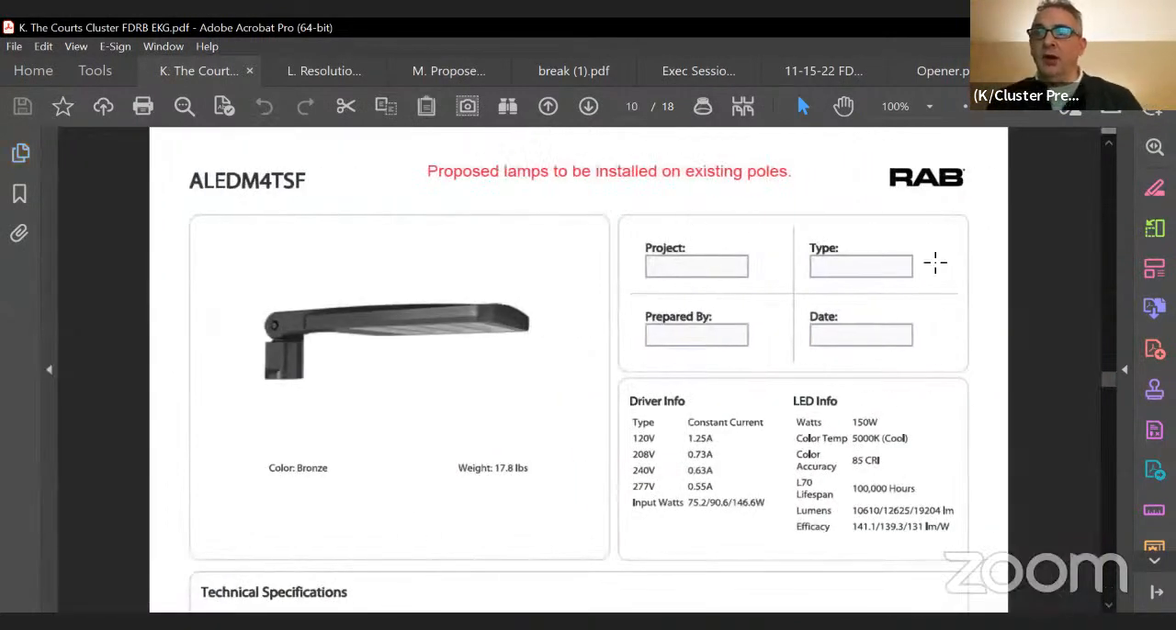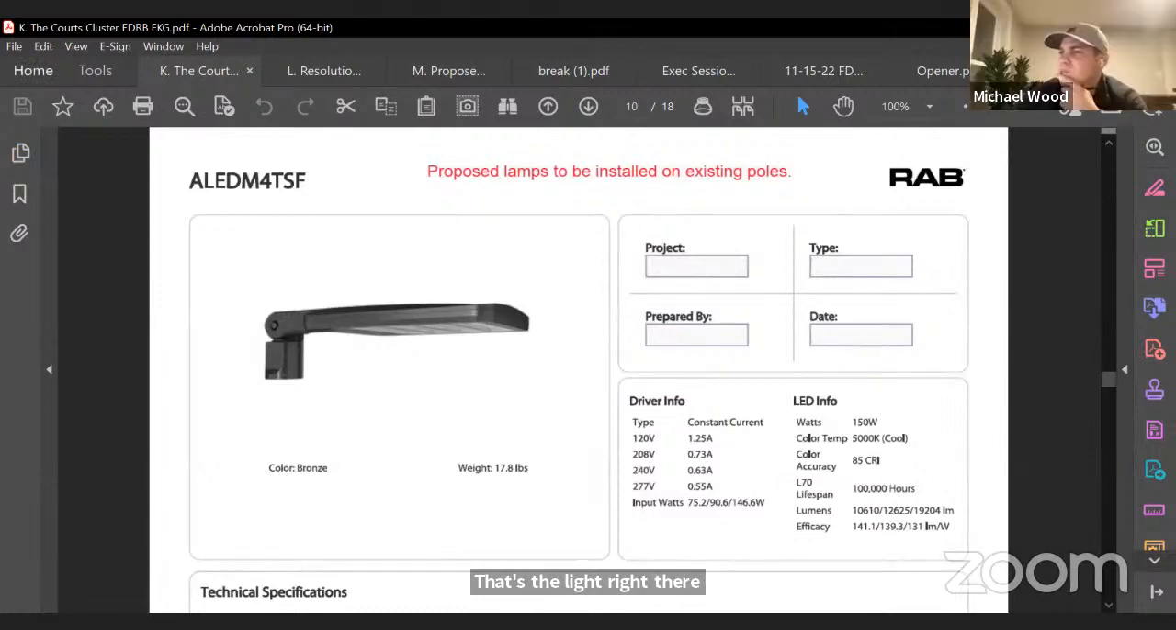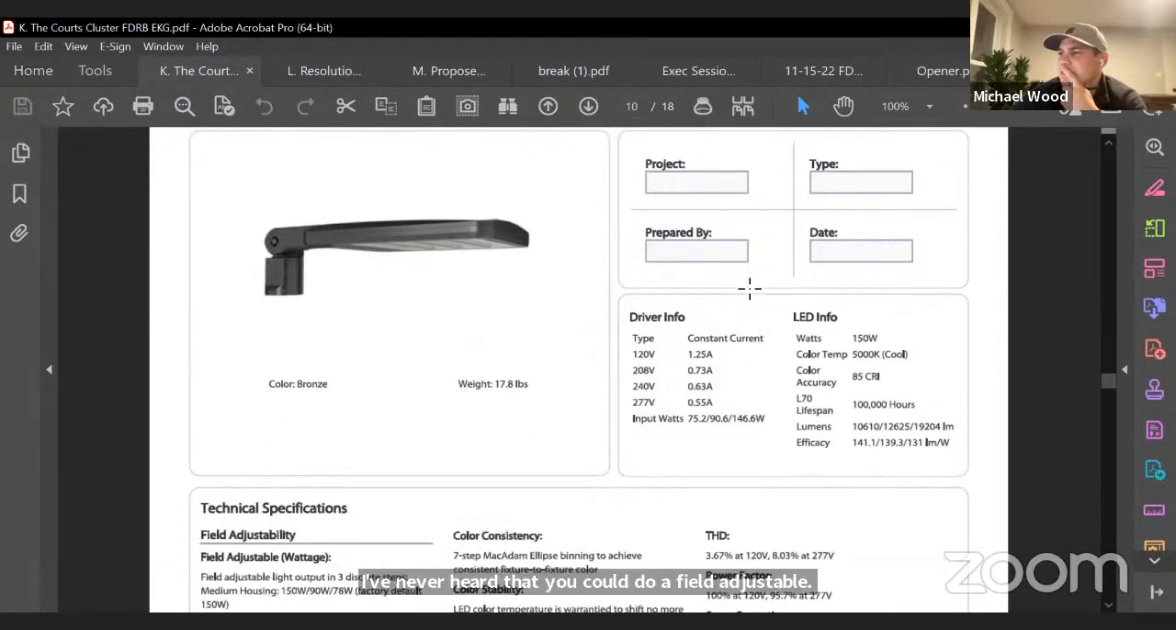That's the light right there. Field adjustable light output. Interesting. Okay. I've never heard that you could do a field adjustable. I think that's actually a really nice feature.